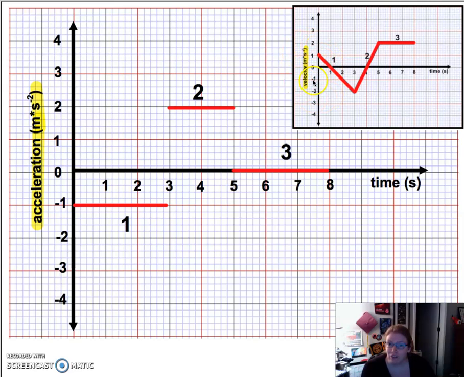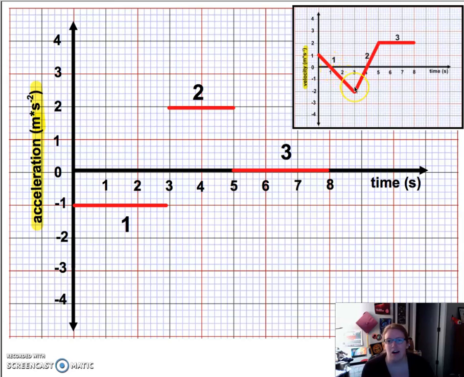So on our velocity time graph, we have a negative slope, which means that we had a negative acceleration. In fact, the acceleration was -1 meters per second squared. Then we switched to a positive slope on the velocity time graph. We switched from, well, first we're slowing down and then we're actually speeding up in the negative direction.